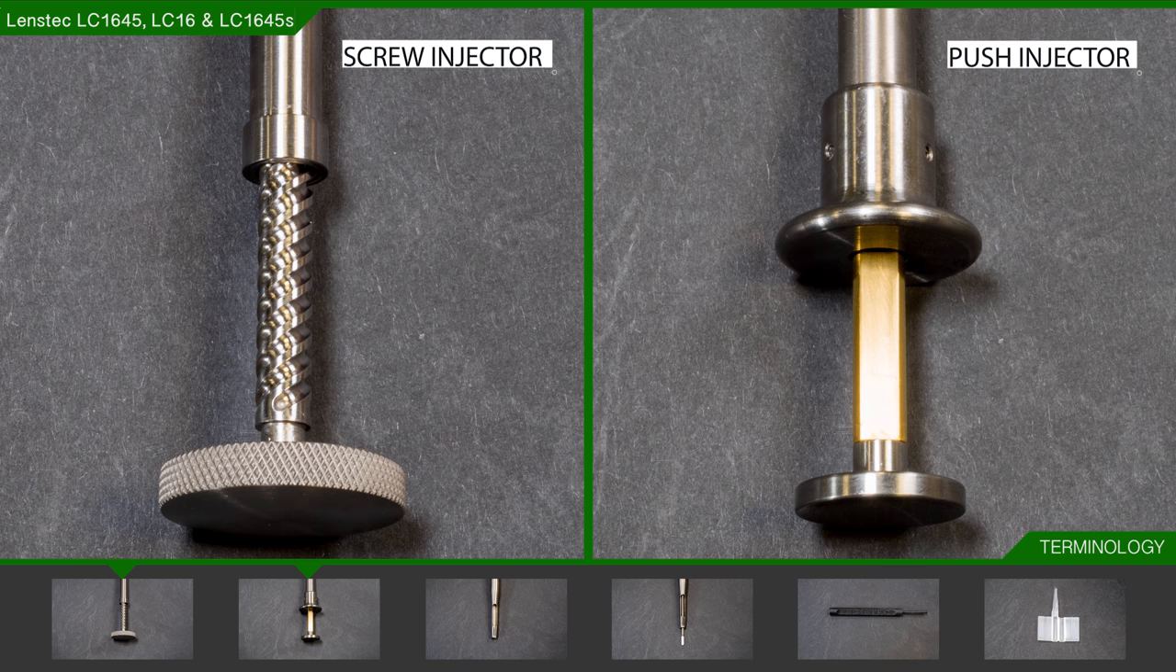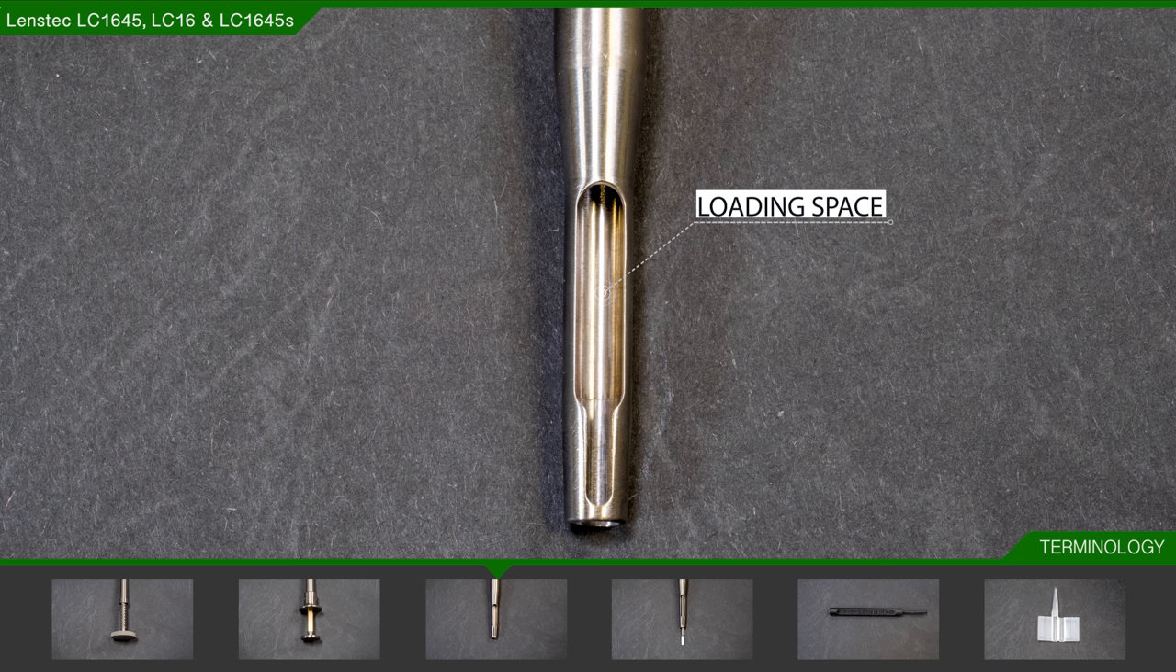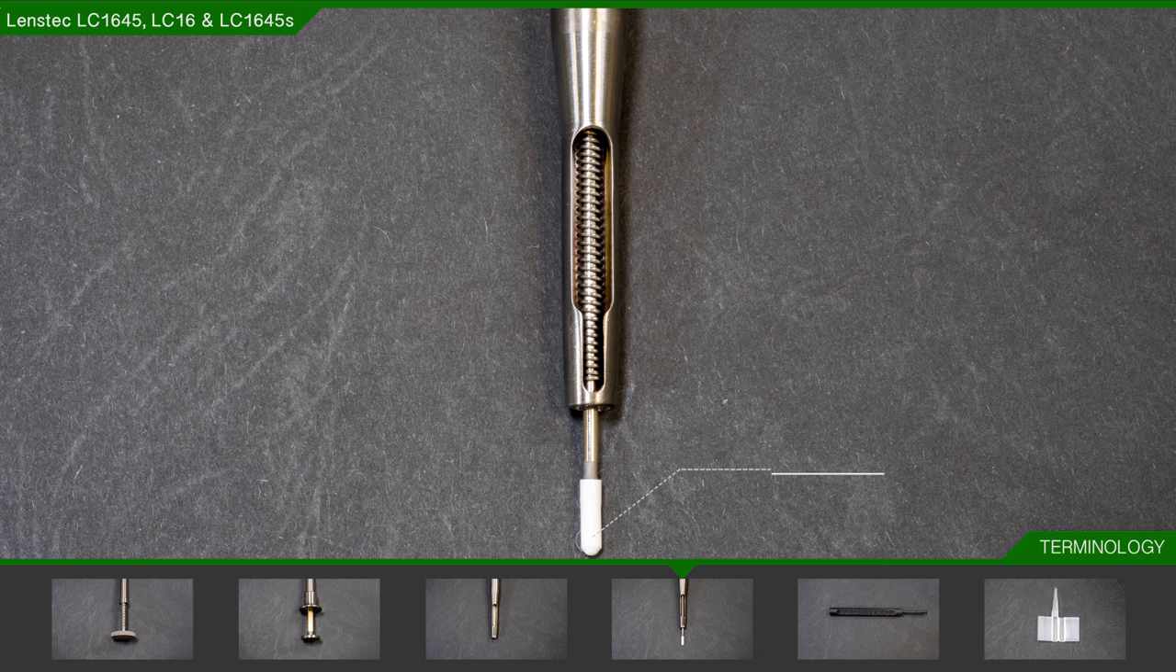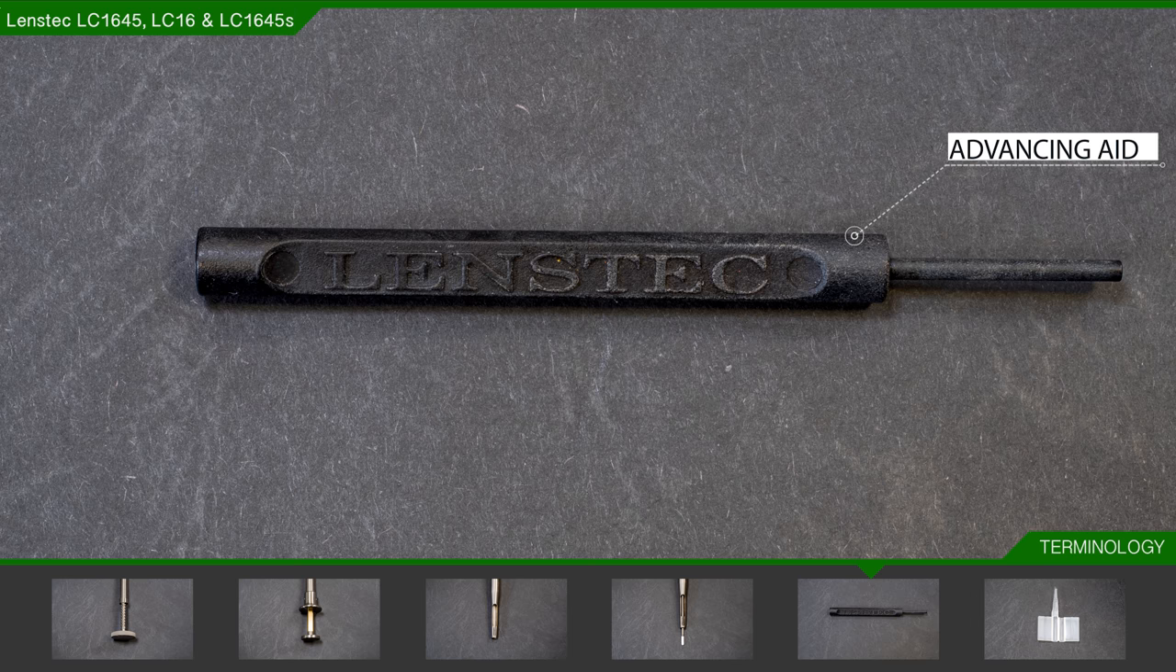The loading space is the slot that the cartridge is placed into before the injection can start. The plunger tip is the soft tip that is placed at the end of the injector plunger to help the lens pass through the injector safely. The lens advancing aid is a plunger used to advance the lens safely from the chamber into the barrel.